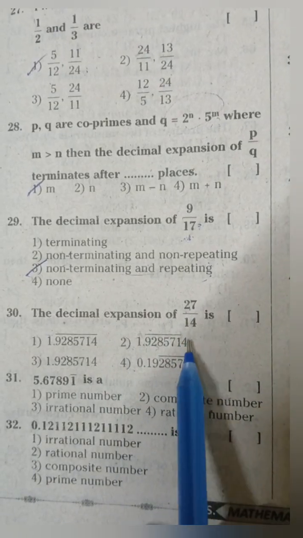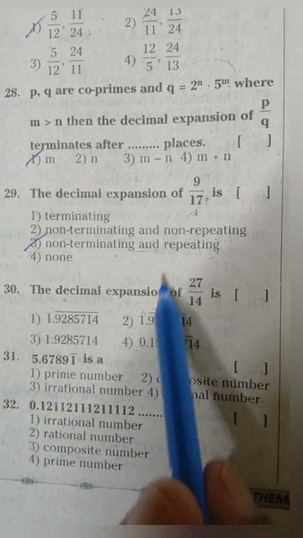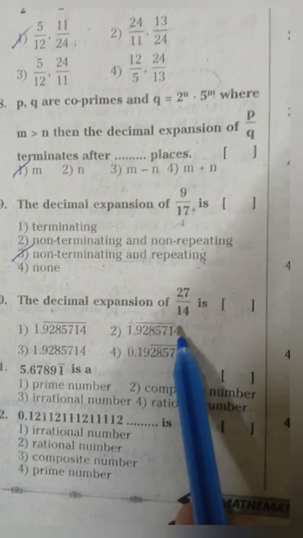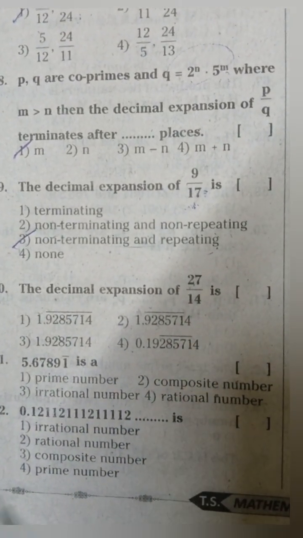This is completed. The decimal expansion of 27 by 14 is. So you can do division. Nicely you can do division and find the answer. You post to me in the comment box by doing the division.